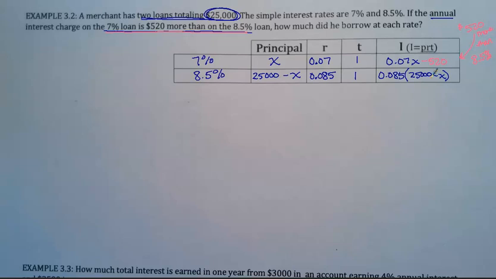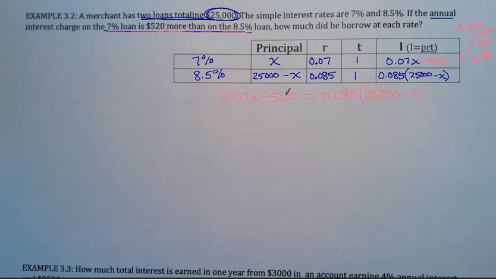That's going to make my equation 0.07x minus 520 equals 0.085 times the quantity 25,000 minus x. And so I was able to set them equal. I was able to set them equal here because I took into account that $520 extra. I subtracted it so they would be equal.